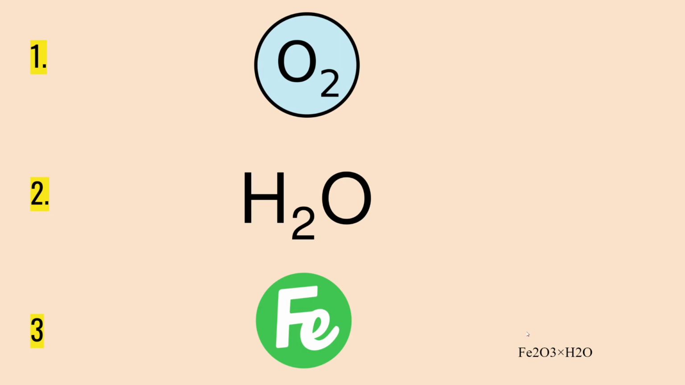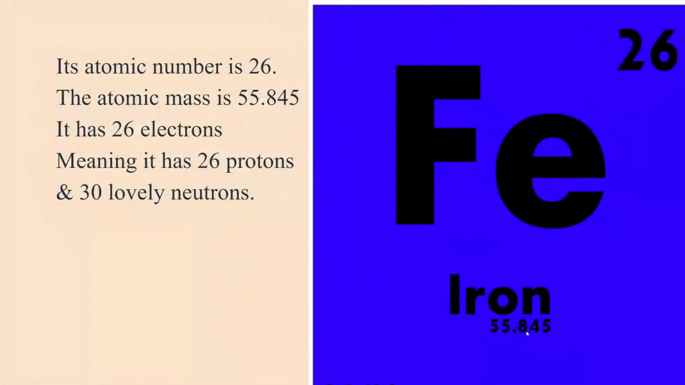So aside from being present on Earth and in the galaxy, the most important and interesting purpose of iron has to be that it is in our food and in our living bodies. Iron has an atomic number of 26. The atomic mass is 55.845. It has 26 electrons and protons and 30 lovely neutrons. And believe it or not, without this certain arrangement of protons and neutrons and electrons, the world would not be able to function, thrive, or survive.